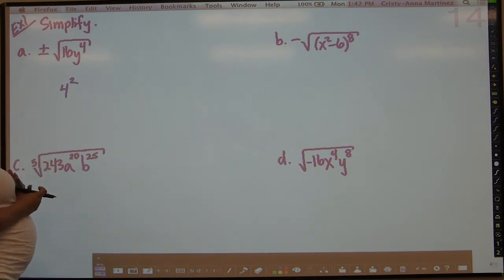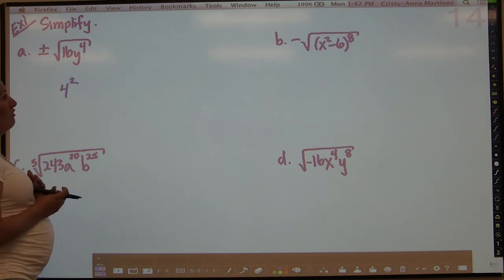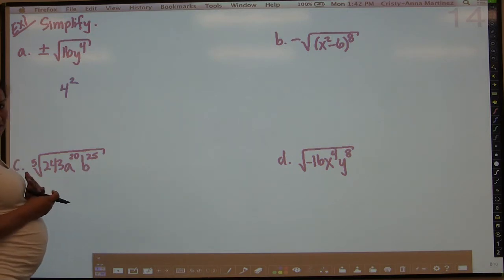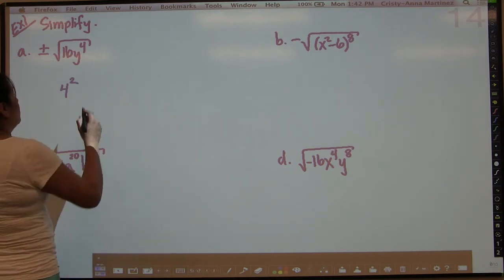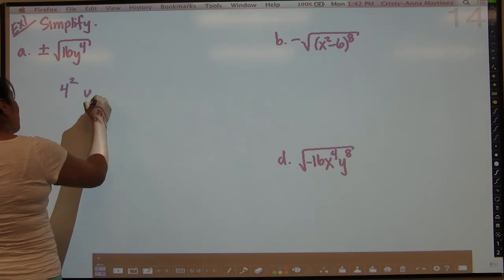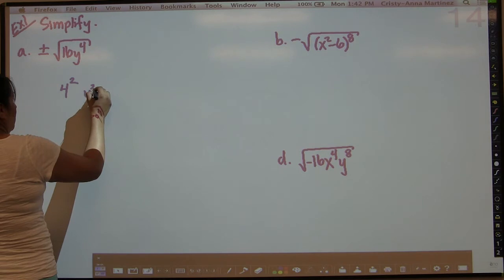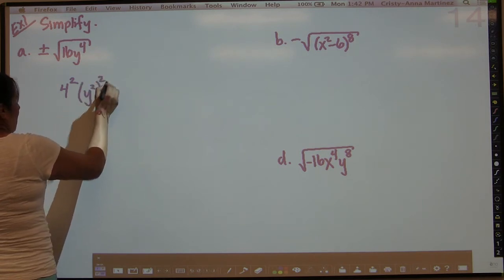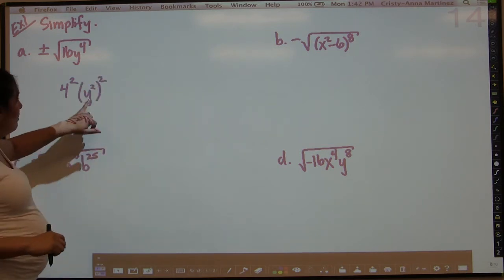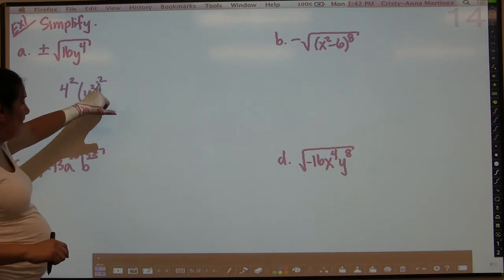But we also have to rewrite the variable. Y to the 4th power is not going to cancel with the square root. So we need to rewrite it, and what we do for that is basically use multiplication to write the variable as a power raised to a power. We know that when you have a power raised to a power, you multiply the exponents.